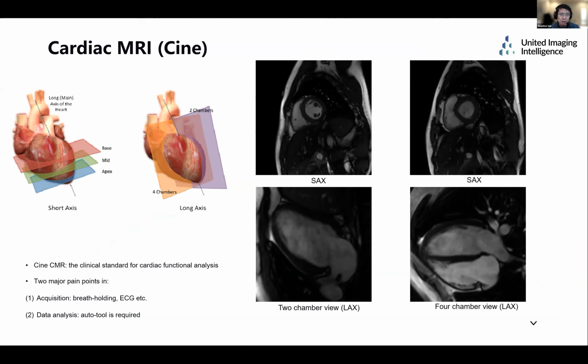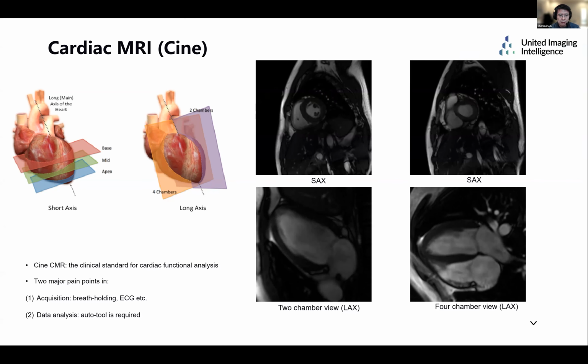Basically, cardiac MRI includes many sequences. It contains cardiac Cine data, T1 map, T2 map, T1 weighted, T2 weighted, perfusion, RGE, or flow data like 2D flow or 4D flow, and so on and so forth. But in my talk today, I only cover Cine cardiac MRI.